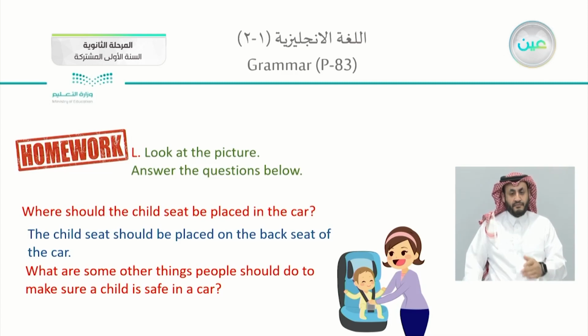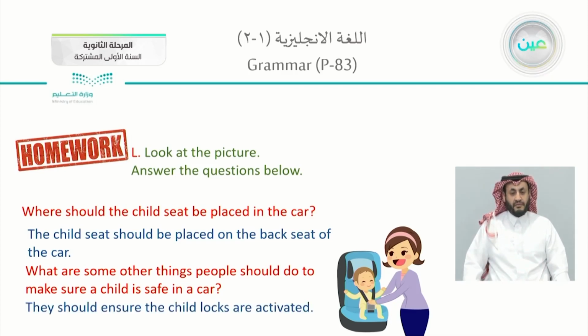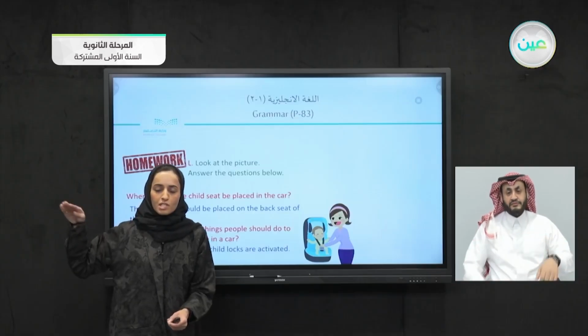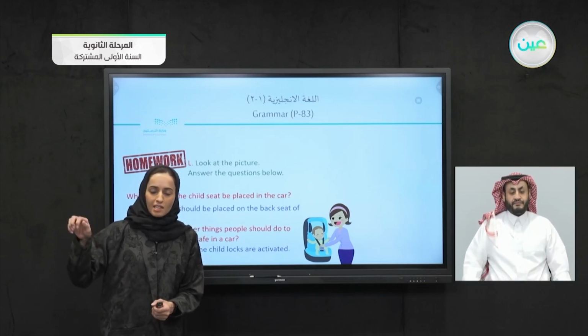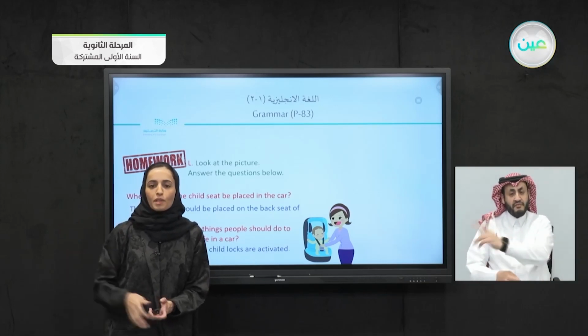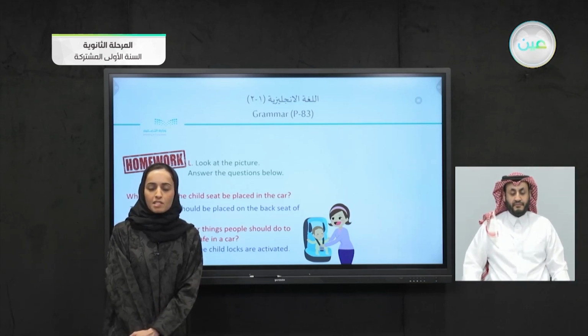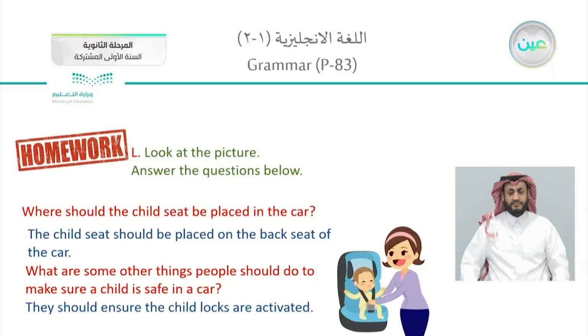Next, what are some other things that you should do to make sure that the child is safe in the car, other than the seat belt, other than the car seat for children? Other things that we have to keep in mind. They should ensure the child locks are activated. So make sure that the doors are locked in case the kids are playing with the door, so they will not open it. Any other ideas that you can think about? Any idea is welcome. Okay.